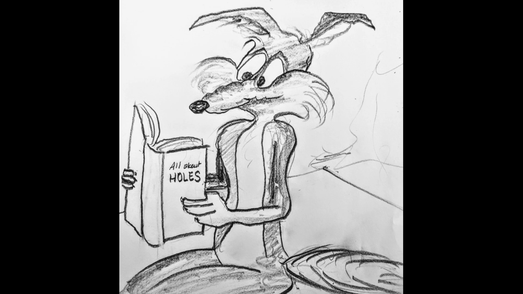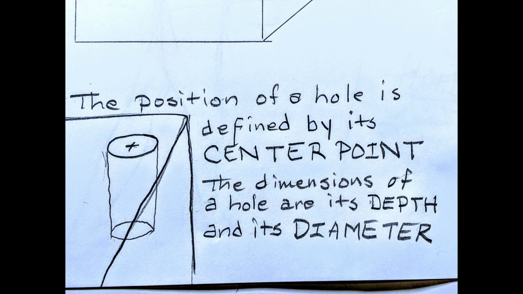So what's the deal with holes? How do you measure a hole? A hole is kind of by definition not there. It's a negative. You can't prove a negative. How do you measure a negative? Well, in a design, the position of a hole is defined by its center point. The dimensions of a hole are its depth and its diameter.